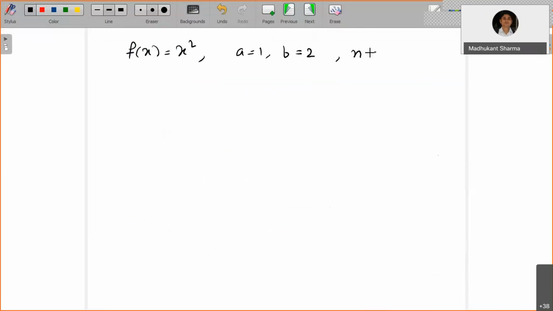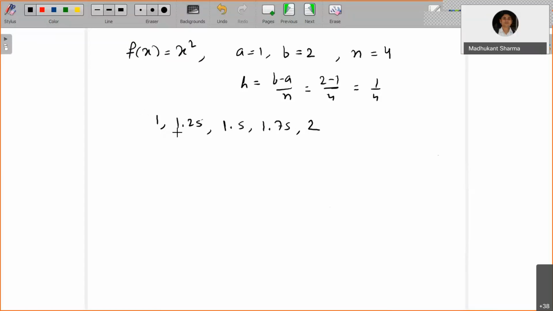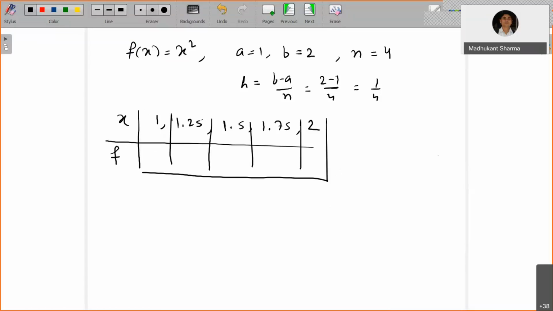You are given n equals 4, which means h is equal to what? (b minus a) by n. So that is equal to (2 minus 1) by 4, which equals 1 by 4. So the points are 1, 1.25, 1.5, 1.75, 2. So 5 points. Okay, these are the x values. Now similarly you can make the f of x values and prepare the following table.